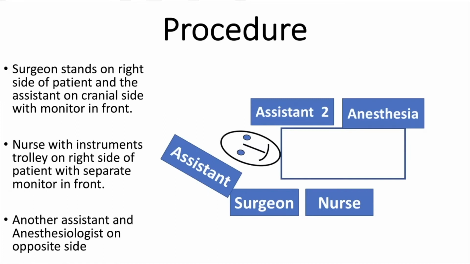Regarding the procedure, the surgeon stands on the right side of the patient and the assistant on the cranial side with the monitor in front. The nurses with the instrument trolley are on the right side of the patient, and another assistant and the anesthesiologist on the opposite side of the table, as shown here.